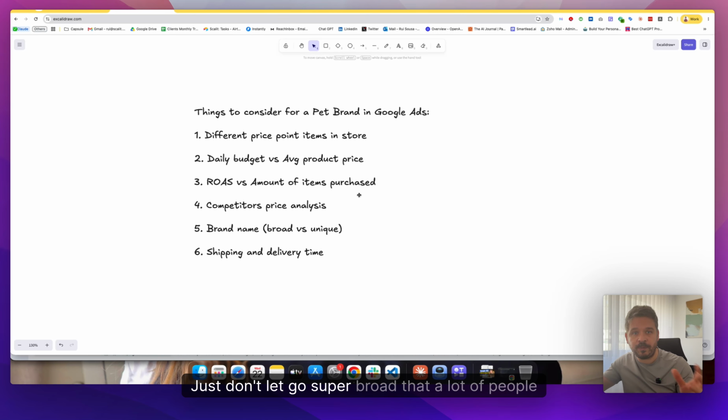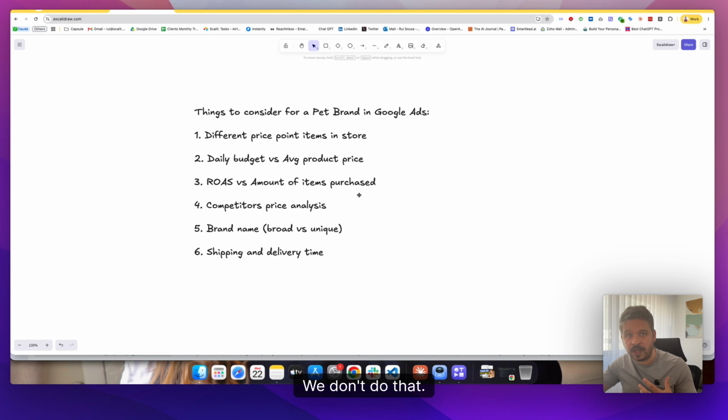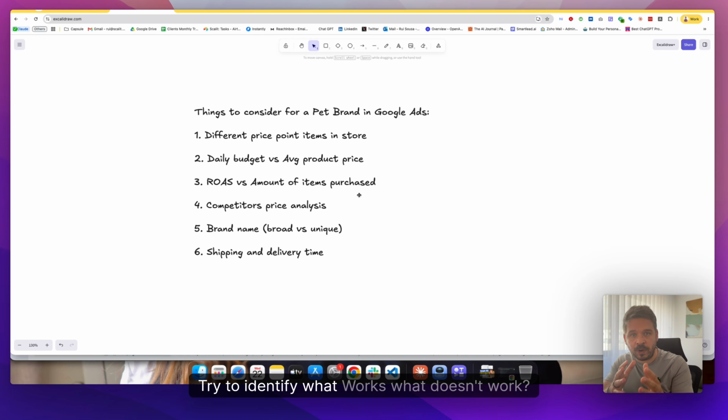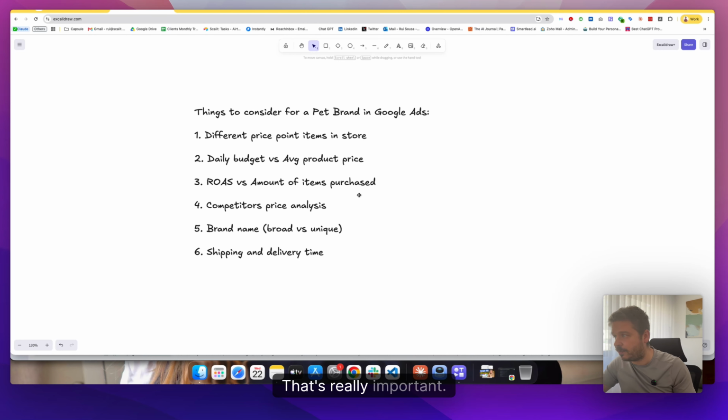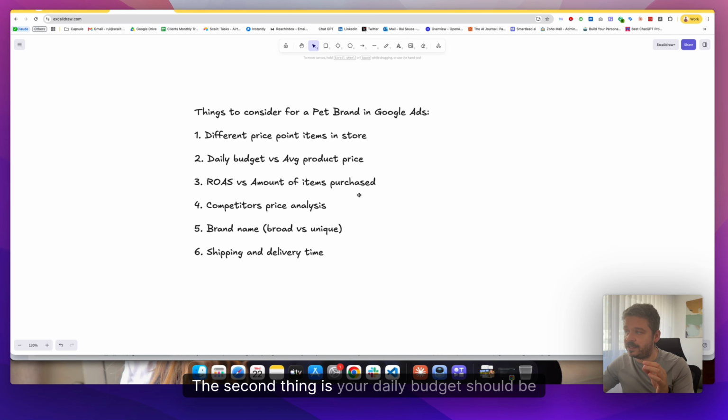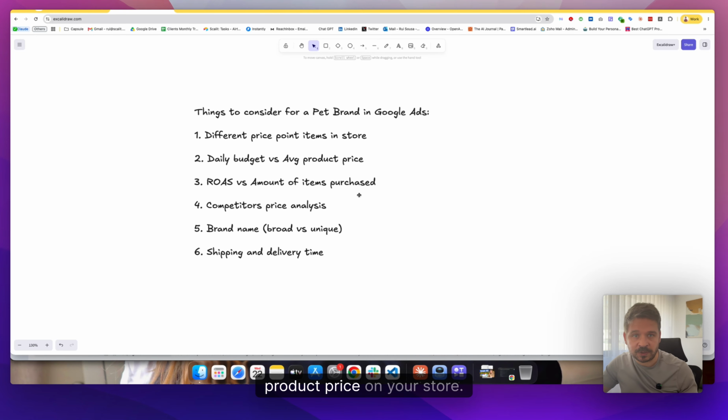Don't go super broad, which a lot of people do. We don't do that. We go straight and super narrow, try to identify what works and what doesn't work, and stay according to the budget. That's really important. The second thing is your daily budget should match or be proportional to the average product price on your store.